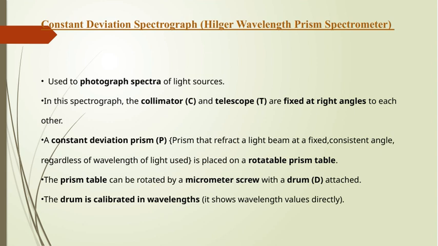The rotation is controlled by a micrometer screw with a drum attached. Labeled as D, the beauty of this setup is that the drum is calibrated in terms of wavelengths. So when we rotate the prism, it directly shows us the wavelength value of the light we're analyzing. Overall, this design allows us to precisely measure wavelengths by adjusting the prism until the light is properly deviated, with the calibration giving us the exact spectral information we need. It's a clever and effective way to connect the physical movement of the prism to the spectral data we seek.